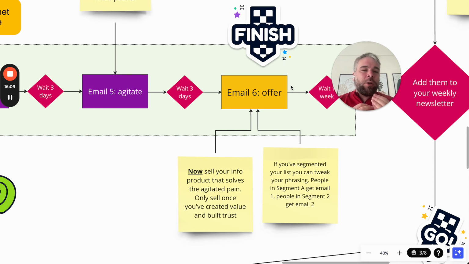I probably wouldn't start with multiple offers. I would have one offer, but I would have different ways of framing that offer, different copy to drive people to that offer. So people in segment A get email 1, people in segment B get email 2. And even just small tweaks to the call to action, the subject line can make a difference.